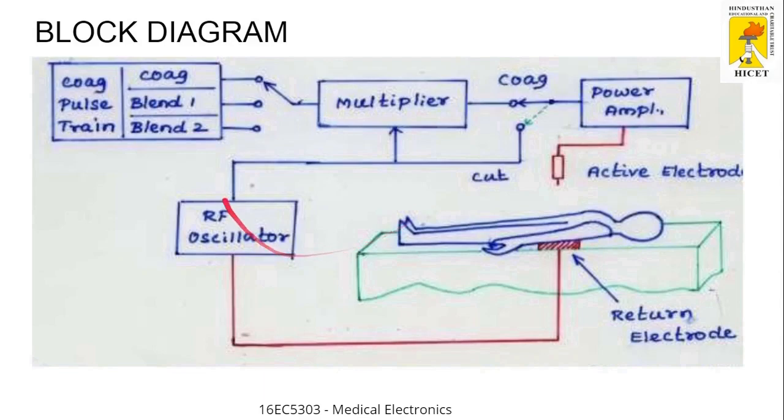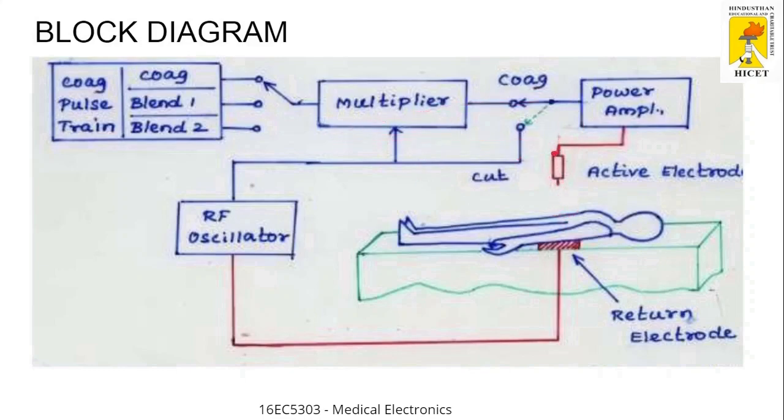Okay, next one is the block diagram of coagulation. So here you can see the patient is lying on a bed, and here you can see the reference electrode, and this is the source of heat energy, which is controlled through this power amplifier. The power amplifier can be connected either to this one or to this one. Okay, if the power amplifier is connected in this mode, then this will act as a coagulation unit. If the switch is moved to this one, this will act as a diathermy. So this is the idea behind the block diagram.